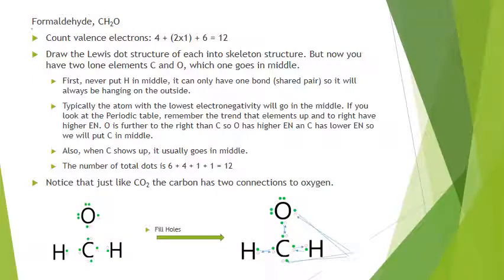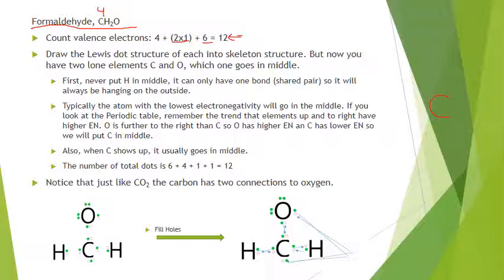All right, formaldehyde, CH2O. You're given the formula. Now figure the number of valence electrons. 4, then 2 times 1 plus 6, and add them up is 12. Come up with the skeletal structure.